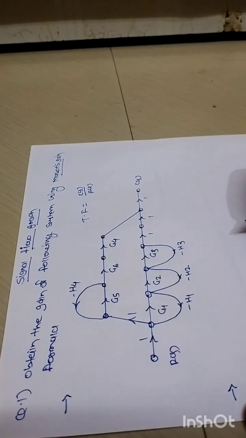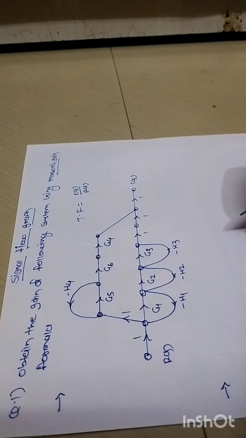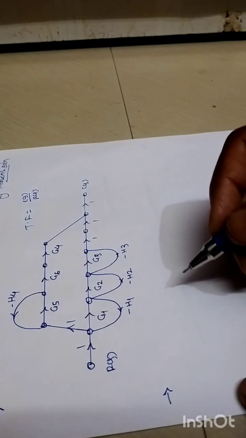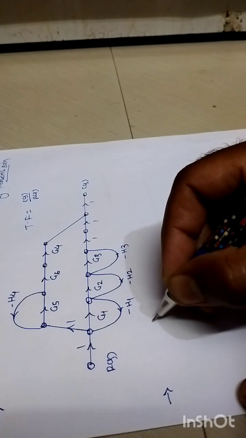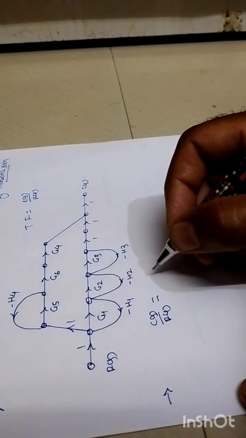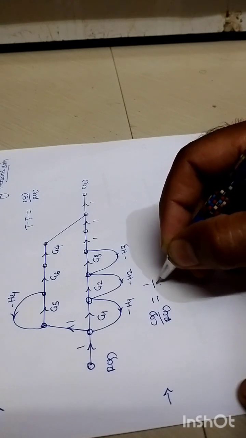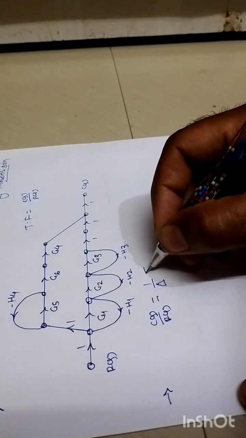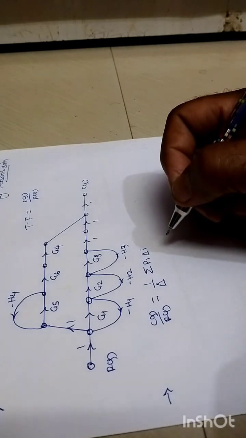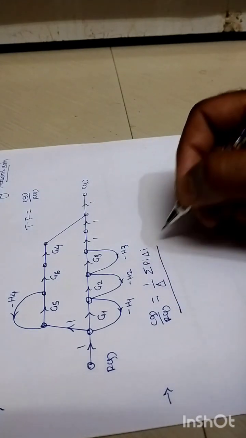First we need to understand that formula, and then we can determine the overall gain of that system. This Mason's gain formula is used to determine the transfer function, the ratio of output to input, C of S upon R of S. Mason's gain formula equals 1 over delta into the summation of Pi into delta i. One by one we will discuss all the things belonging to this formula.